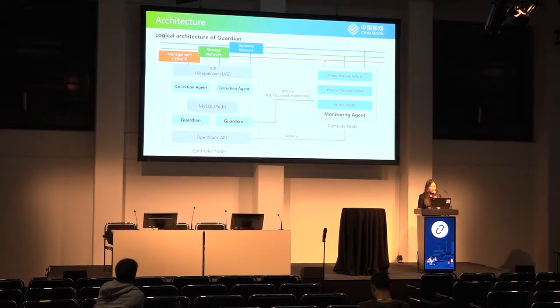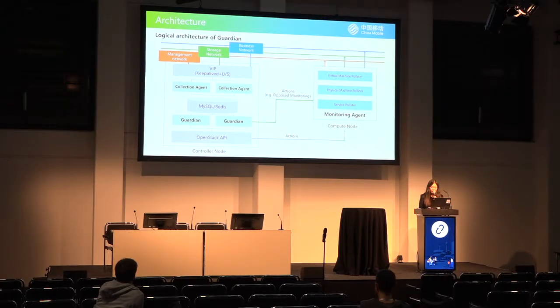And the next is the logical architecture of Guardian. There is a monitoring agent in the compute node. The agent has VM poster, physical machine poster, and service poster, and so on. The poster is a function used for monitoring resource state and other factors. The monitoring agent gets the samples from the poster and sends them through the management network to the controller node.